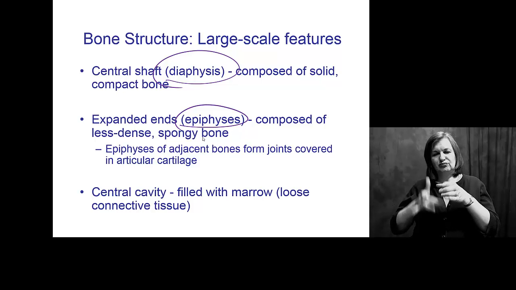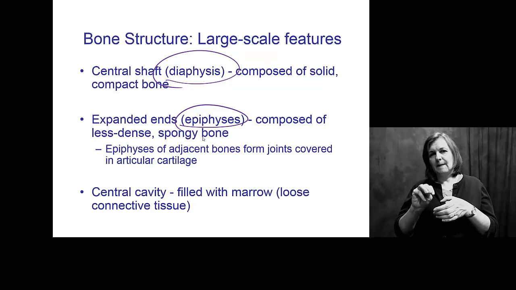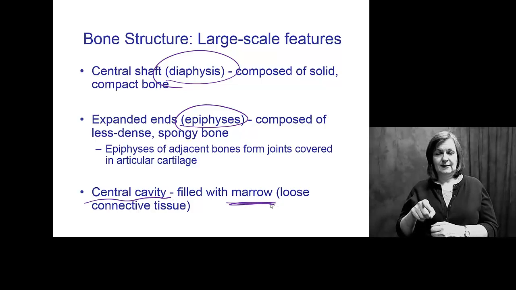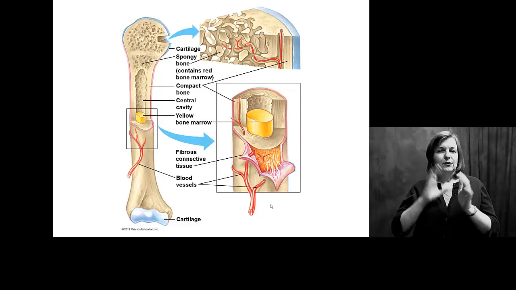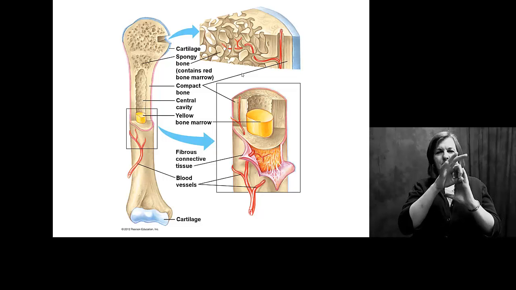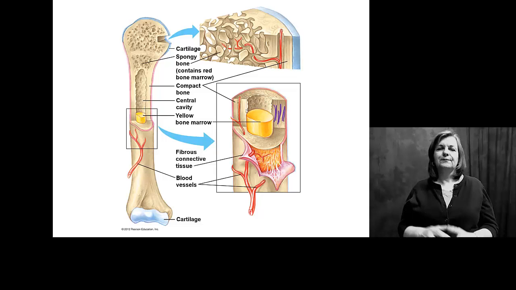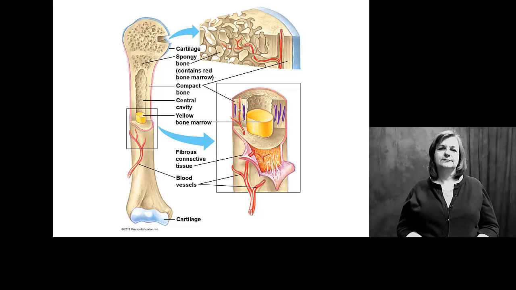But the whole idea with these cells is to form structures like a central cavity where we're going to store marrow and nutrients and other things that we need. So you see the difference here between this spongy bone, looks very porous and open, compared to the compact bone, which has very close, tight cell structures associated with it.